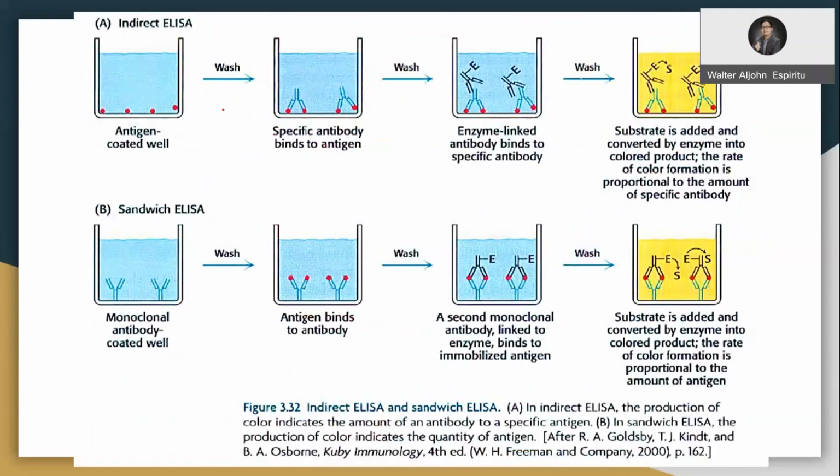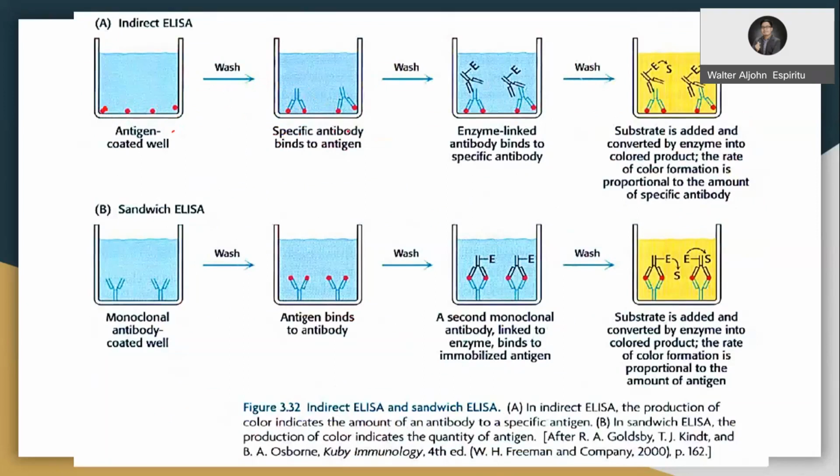Here are examples of the indirect as well as the sandwich ELISA. In letter A, you have your indirect ELISA. Here are your wells, or glass wells, that are coated with the antigen. Here's the antigen, the red one. After washing with a certain buffer or any solvent, what you will add next are your antibodies and allow them to bind to the antigen that is coated on the well.